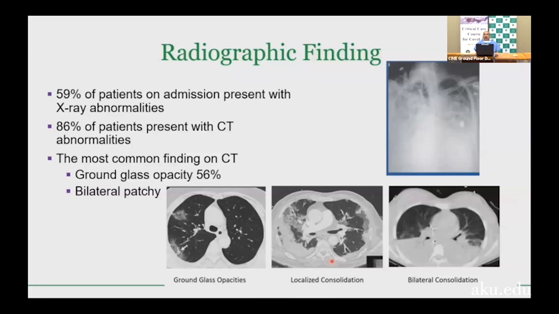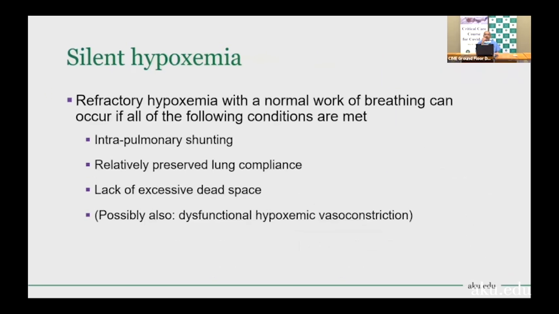Like 59% of patients on admission present with X-ray abnormalities. And this is the typical picture of those who have bilateral infiltrates, typical consolidated lungs, with very little aeration you can see in the left upper lobe. But for those who have the facility of a CT scan, these three are the typical pictures: the ground glass appearance, localized consolidation, and bilateral consolidation. But the ground glass is very commonly seen in the CT scan findings.